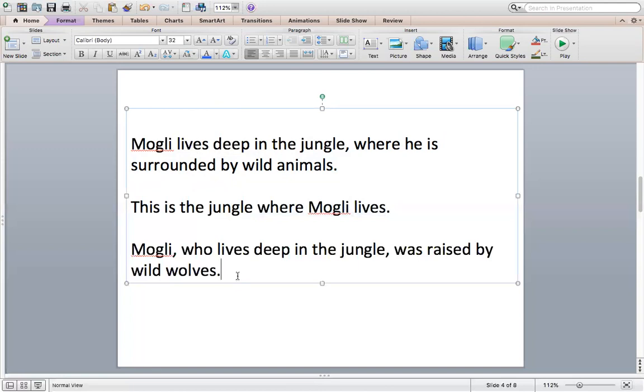Now let's look at the third type of relative clause. Mowgli, who lives deep in the jungle, was raised by wild wolves. Now, who is our relative pronoun? Who lives deep in the jungle is our relative clause. Now, the difference with this one is this is an embedded relative clause, okay? So it's within the sentence. And similar to parenthesis, we need to separate this and show this embedded clause using commas, okay? Now, of course, where relates to the jungle, as it does in this sentence, and who relates to Mowgli.